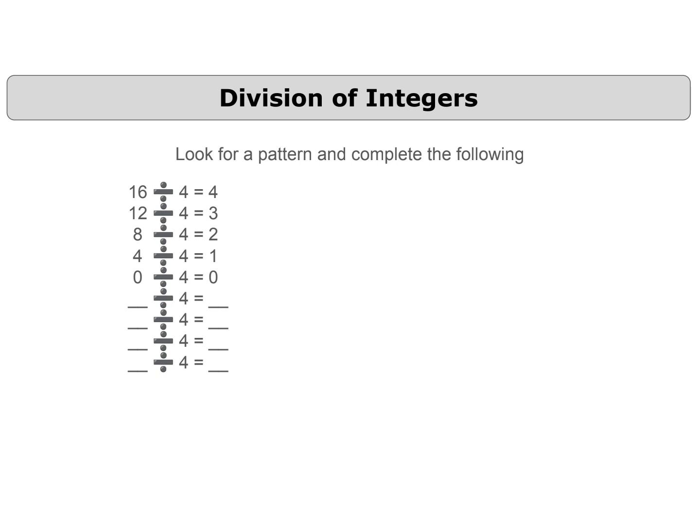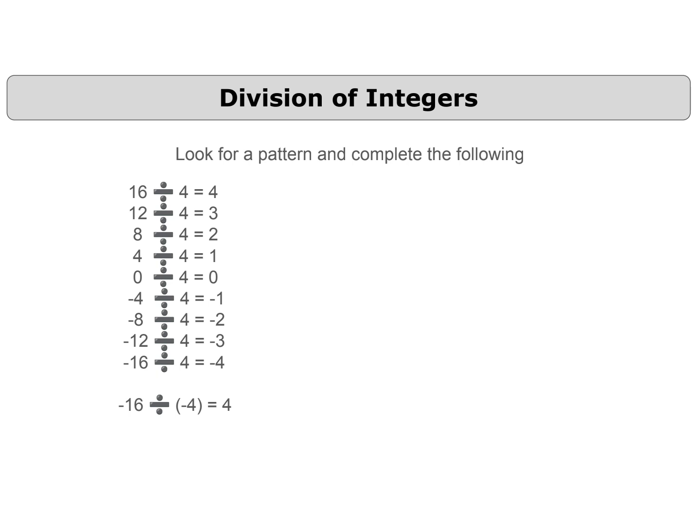So now let's look for a pattern here and complete the following. It looks like on the left side we are decreasing by 4. And on the right side we are decreasing by 1. Let's look at this last problem here. Based on our prior discussion, we can confirm that if negative 16 divided by 4 is equal to negative 4, then negative 16 divided by negative 4 would equal positive 4.